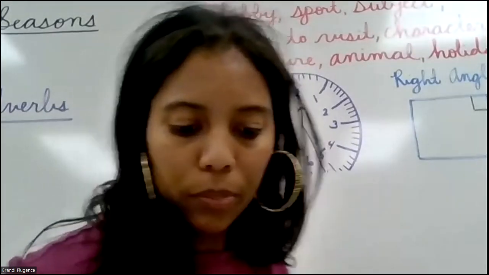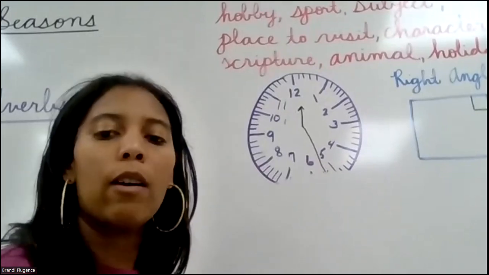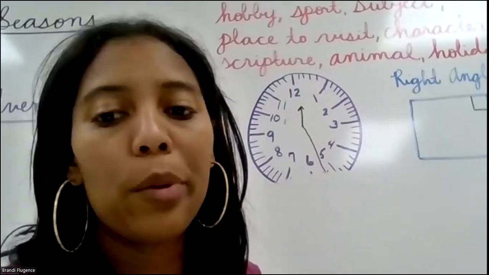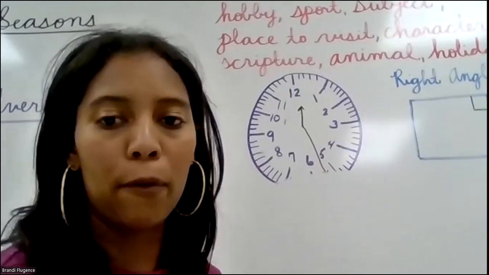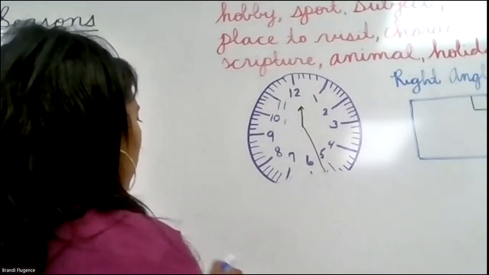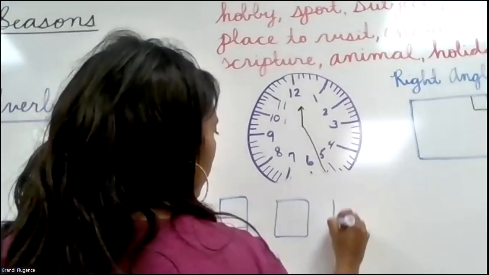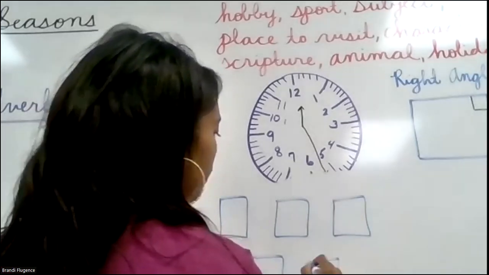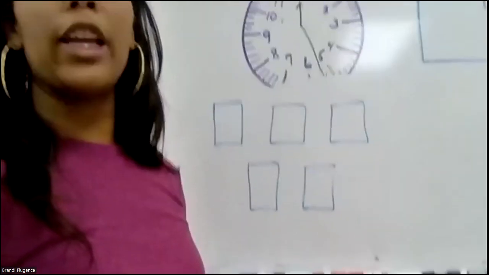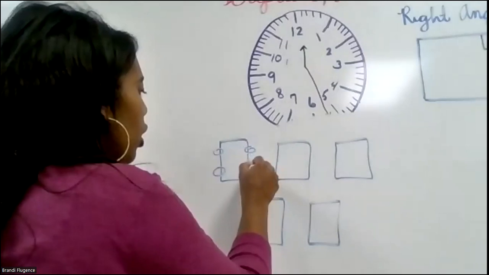Okay, so this one we have 5 cars, and on each car we have 4 wheels. So let's start with drawing our 5 cars. 1, 2, 3, 4 and 5. My 5 cars, and on each car I have 4 wheels. So I'll draw 4 wheels on each car.